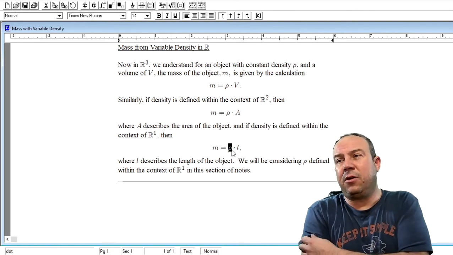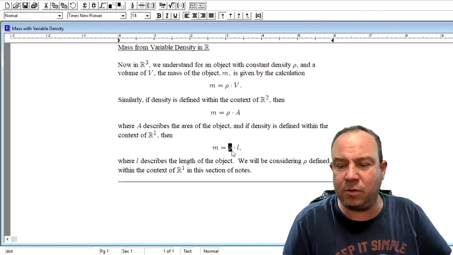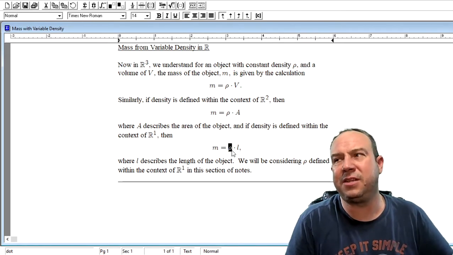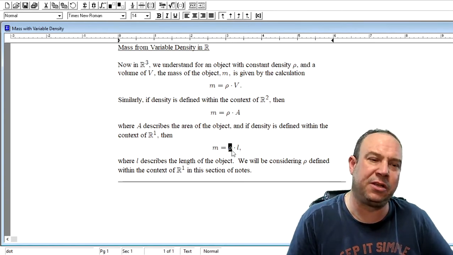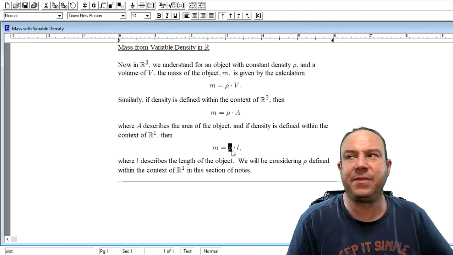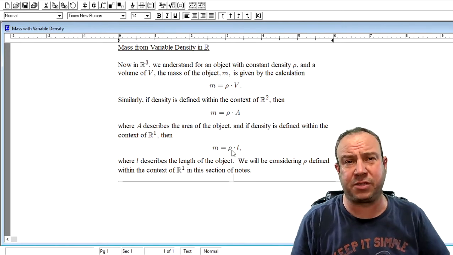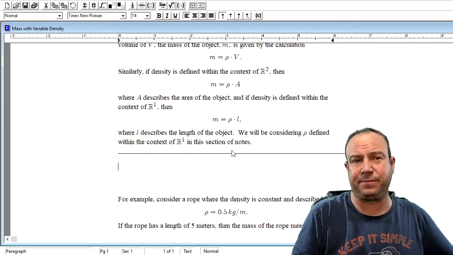So even though density is really a three-dimensional concept in our scientific realm when looking at the world around us, at times it is presented to us not only in three-dimensional descriptions, but in two- and one-dimensional descriptions of density. And we're going to consider the cases for one-dimensional descriptions here: mass with variable density in one dimension.